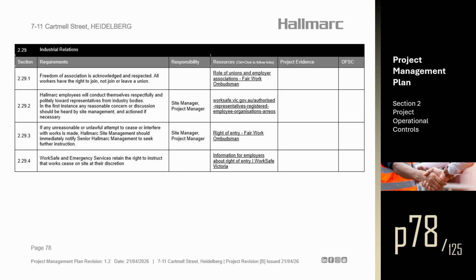Section 2.29. Industrial Relations. Section 2.29.1. Freedom of association is acknowledged and respected. All workers have the right to join, not join, or leave a union. Section 2.29.2. Hallmarc employees will conduct themselves respectfully and politely toward representatives from industry bodies. In the first instance, any reasonable concern or discussion should be heard by site management, and actioned if necessary.